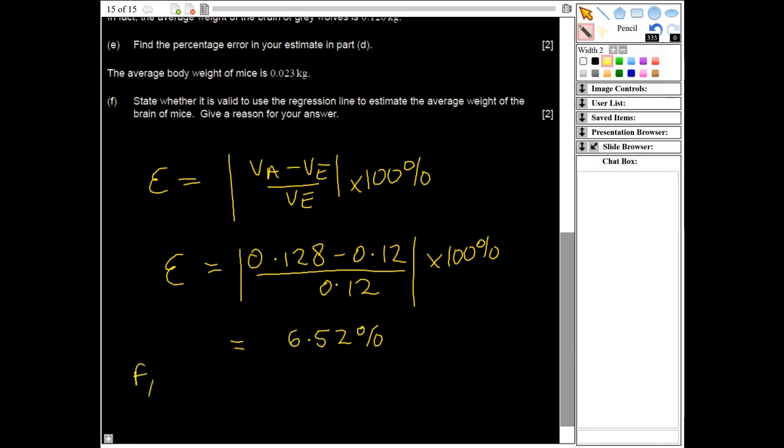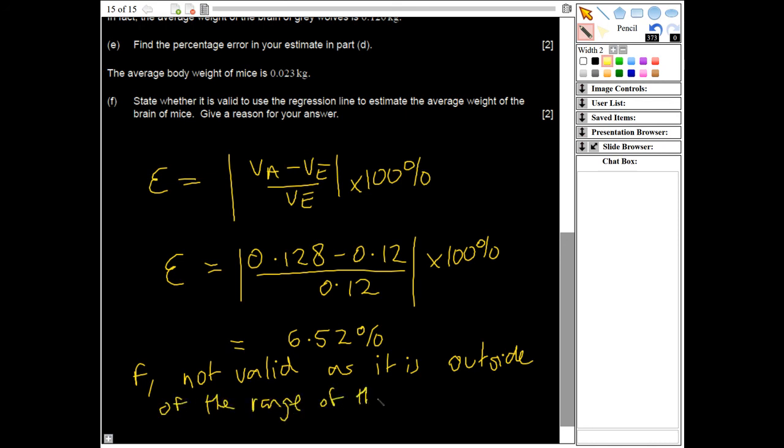Okay, so we'd say it's not valid as it is outside of the range of the data. Okay, that's called extrapolation.